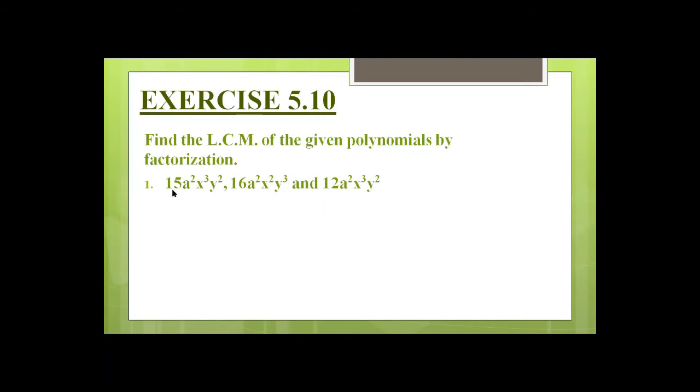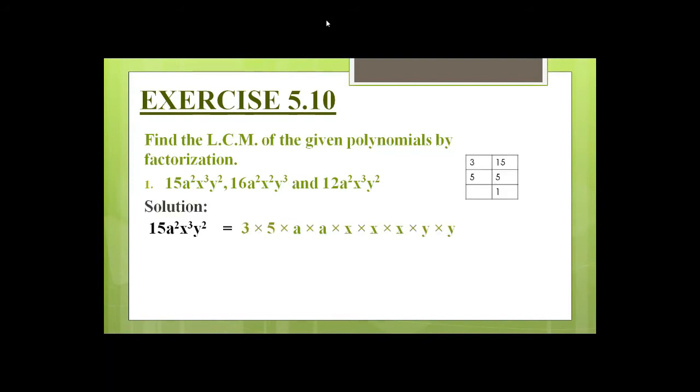Now first we will solve 15a square x cube y square. So instead of 15, what you will do, 3 fives are 15. The factorized form of 15 is 3 times 5. The 3 and 5 are the factors of 15. A square means write a 2 times. X cube means write x 3 times: 1, 2, 3. And here is y square. It means you have to write y 2 times. So these are the factors of 15a square x cube y square.